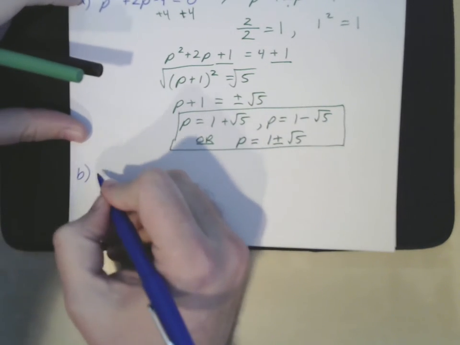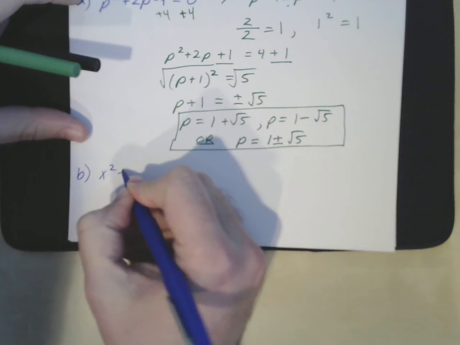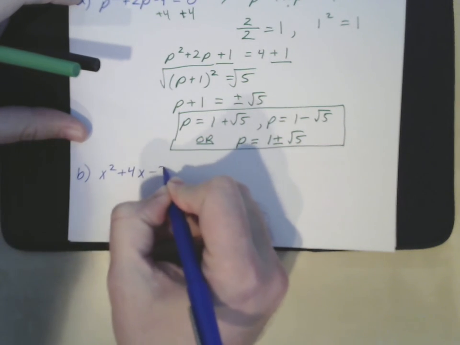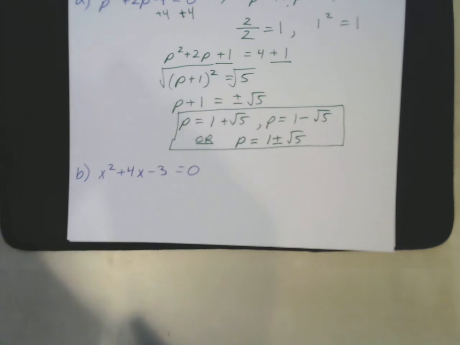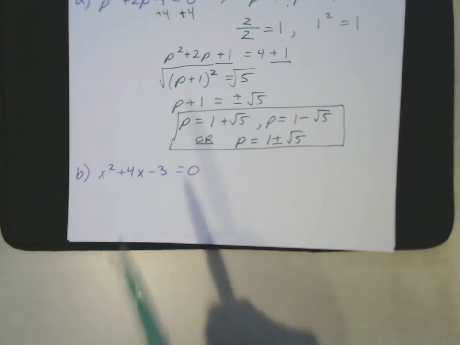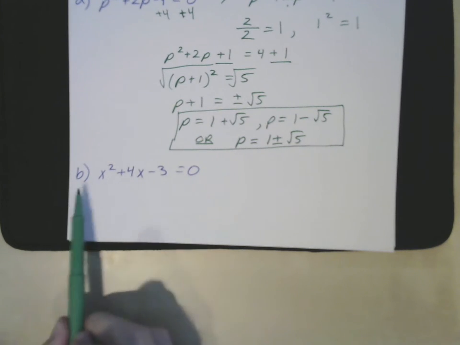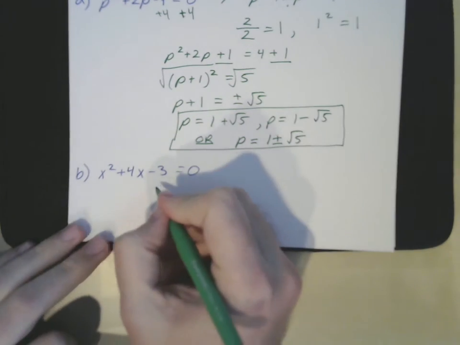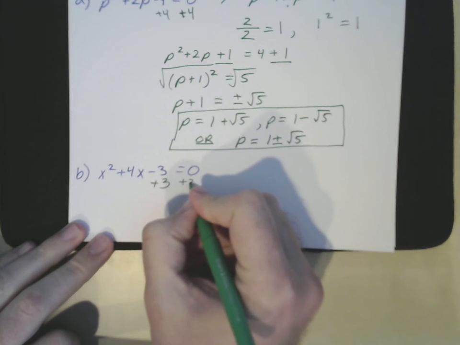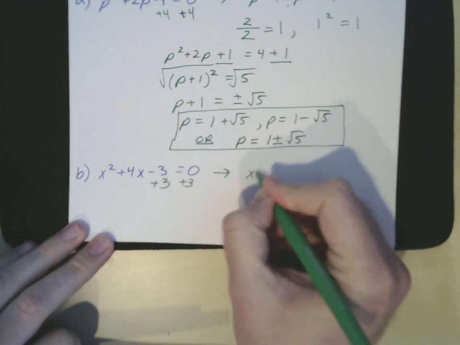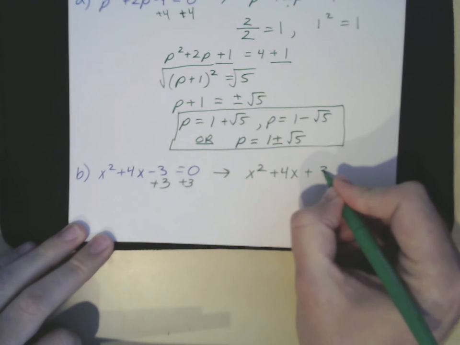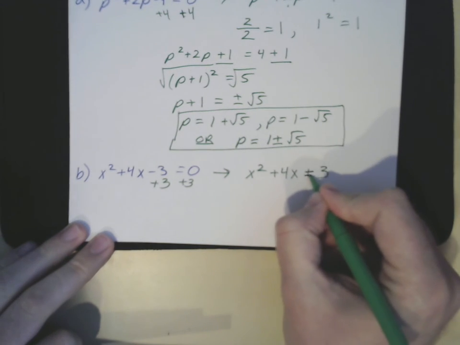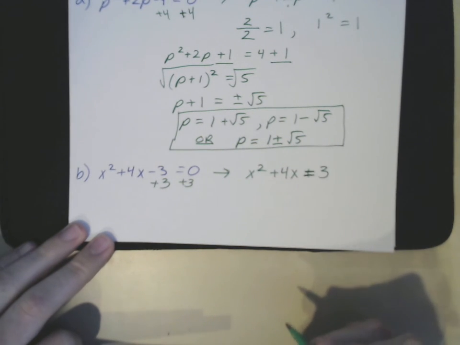So for this one, we have x squared plus 4x minus 3 equals 0. So again, we already have a 1 here. Dividing by a is 1. So we're just going to add 3 to both sides. x squared plus 4x equals 3, not plus.